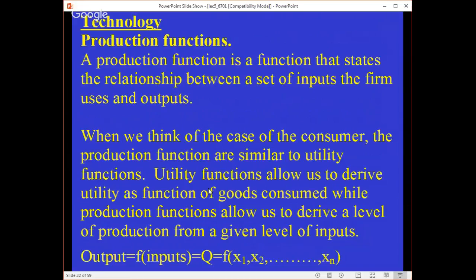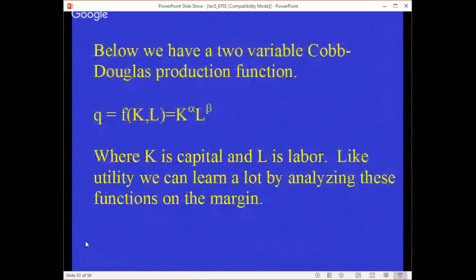Conceptually, it's different. Okay. So the utility function allows us to derive utility from goods consumed, while the production function allows us to derive a level of production from a given level of inputs. That is, output is some function of all the inputs we use. In this case, we have n inputs, x1 through xn, and that gives us an output. But just like utility, it's much easier to work with two goods. So in general, that's what we're going to be working with. Two inputs in this case.